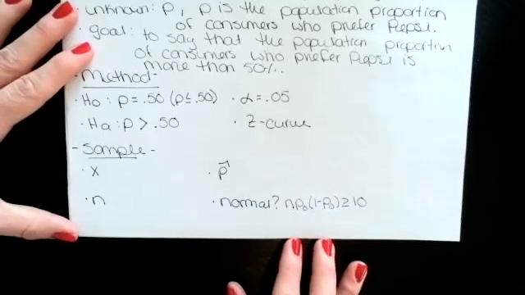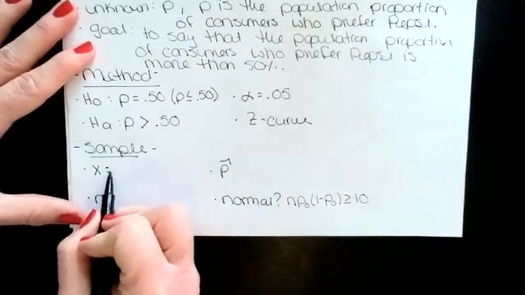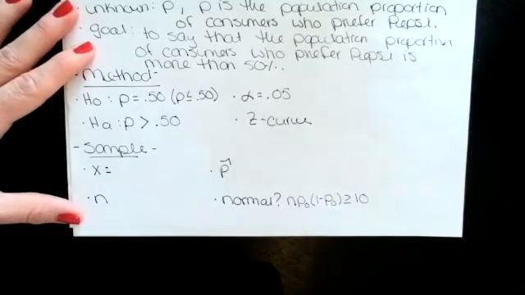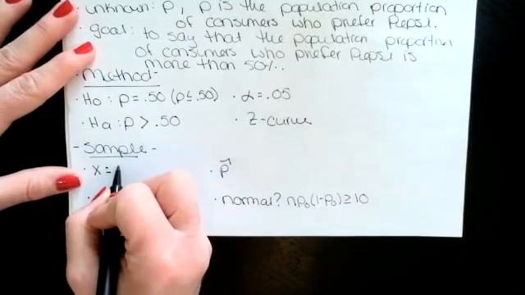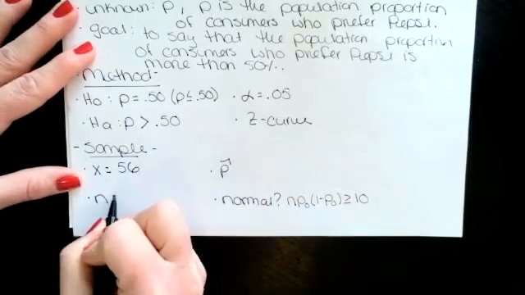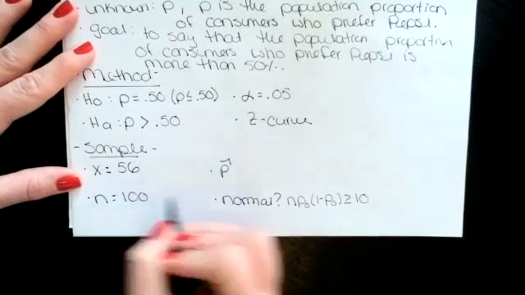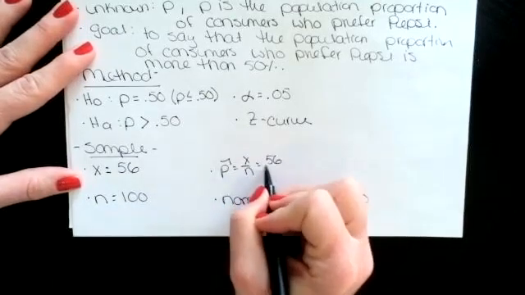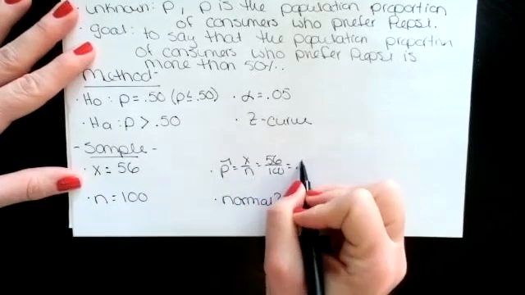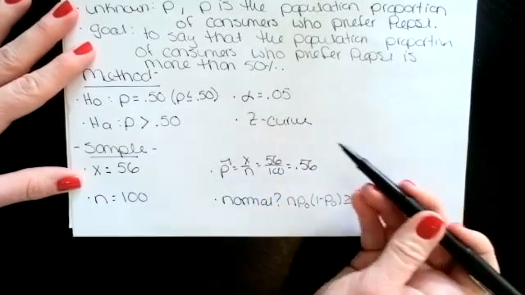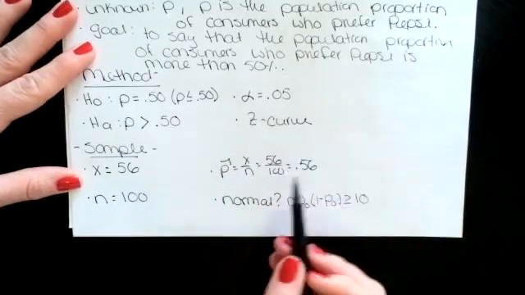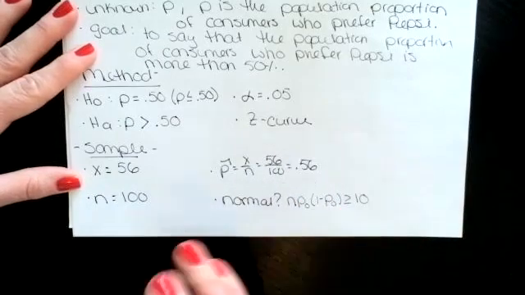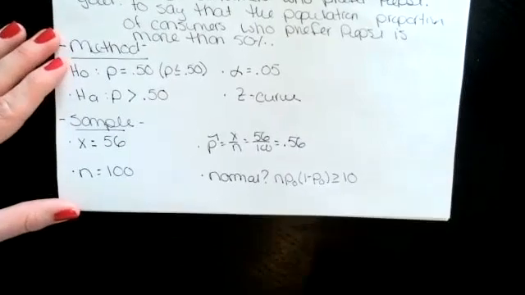Okay, so X, the number of people in the study who answered yes, they prefer Pepsi, was 56. N is the total people in the sample, that's 100. P hat is just X over N, so it's 56 over 100 equals 0.56. Now, sometimes people ask me, do they have to show all of this work? No, you could just write P hat is 0.56. That's fine with me.